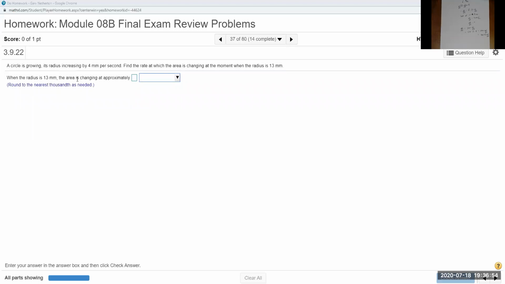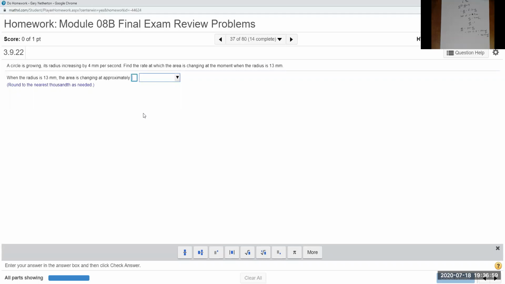So the radius determines the area's change at approximately, I think the units are millimeters per second. And how is it changing? Around there's thousands. I'm warning you now, this problem, don't plug in 3.14. You probably want to get the correct answer. You need to look for the little pi key on your calculator. Because to the thousands, 326.726.